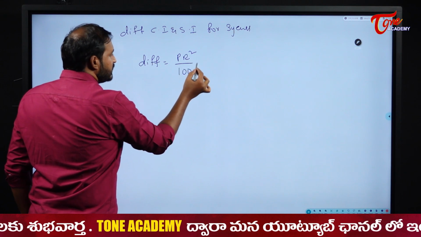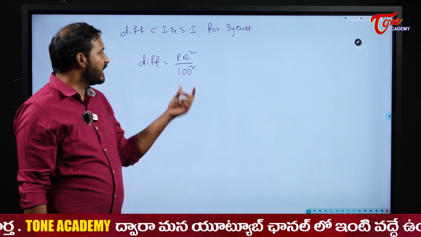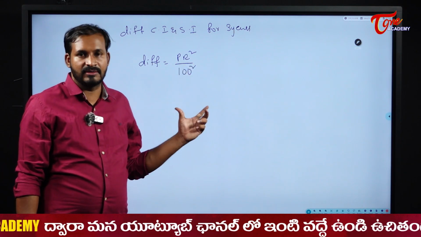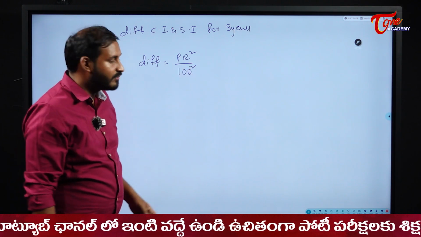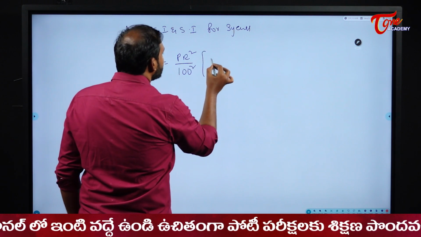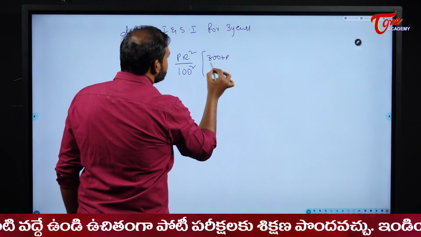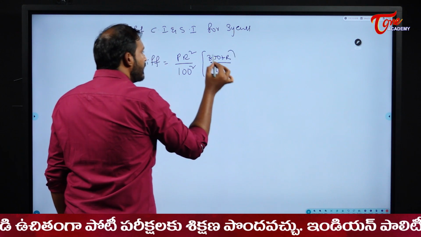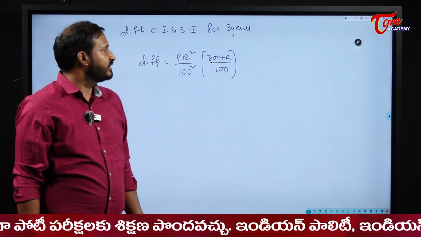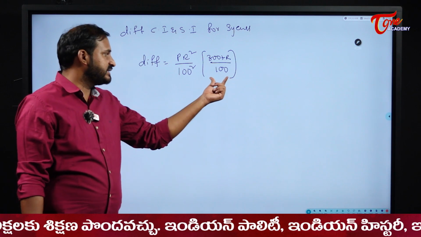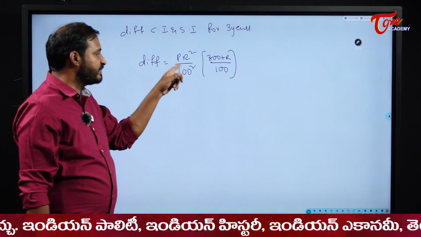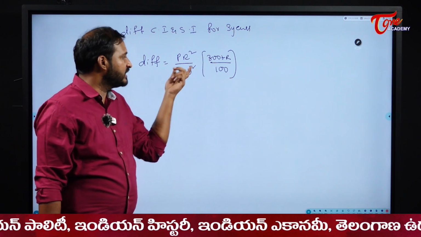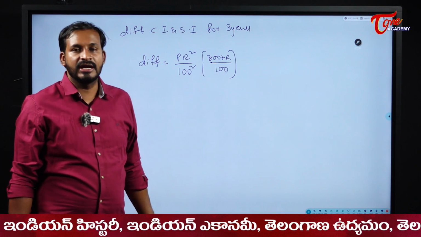See here, students, to maintain the similarity, I am converting this into a similar model. For 2 years, what is it? PR square by 100 square. For 3 years, it is PR square by 100 square into 300 plus R by 100. This is the additional value which is added on to the previous formula. The previous formula is PR square by 100 square. Here the formula is PR square by 100 square into 300 plus R by 100.